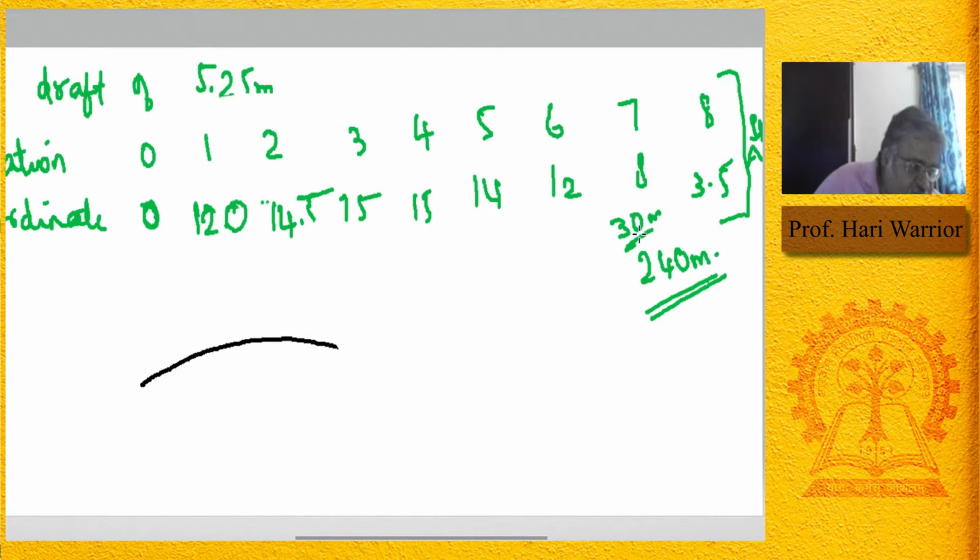Transverse second moment of area. Axis. Exactly. It is about the longitudinal axis, and that is what? It is the centroid of water. Exactly. It's not the centroid. What is the longitudinal axis called for a ship? Central line.